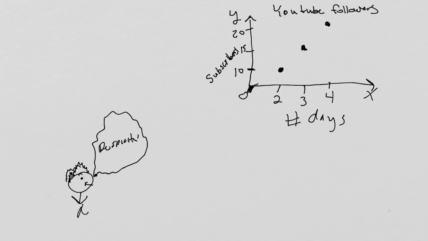I'm going to connect this. I'm just doing this freestyle. I don't have a coordinate plane with the grid on it, so this doesn't look perfect, but I'm going to label my points. Remember, 2 is your x, 10 is your y. X was the number of days, so at 2 days I have 10 people. By 3 days I have 15 people. And by 4 days I have 20 people.